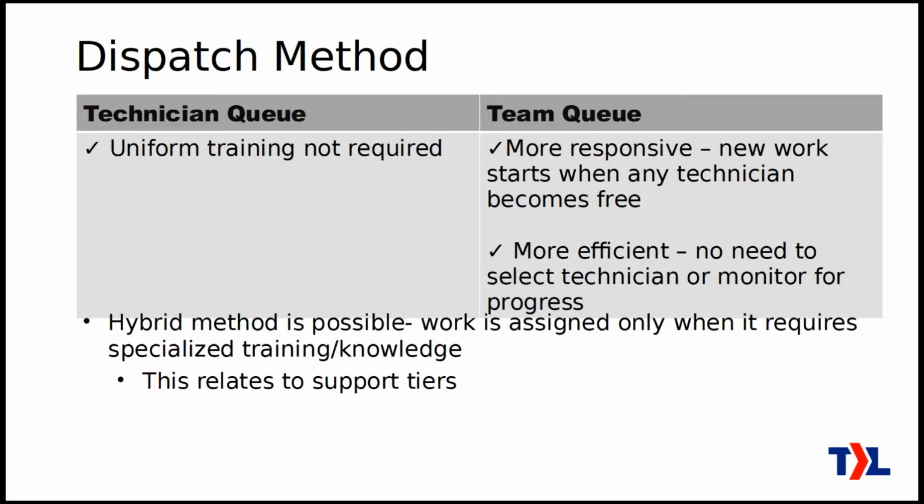I wanted to mention though, the hybrid method is possible. You can actually combine these if you need to. So what I mean there is that if a ticket comes in and it is one of these specialized things that only one or two people on your team can work on, then go ahead and assign that to the engineers who can do that. But if it's a simpler thing and anybody on your team can do that work, then don't assign it. Leave that work unassigned, and that will be claimed by one of the engineers who becomes free and doesn't have anything else assigned to them.